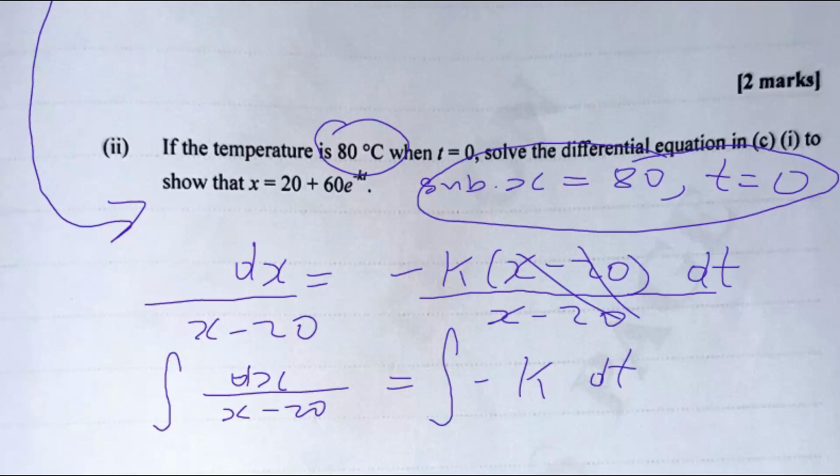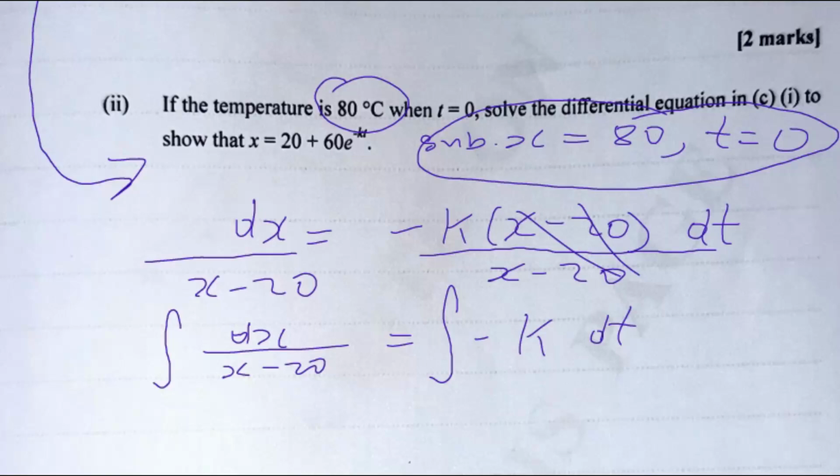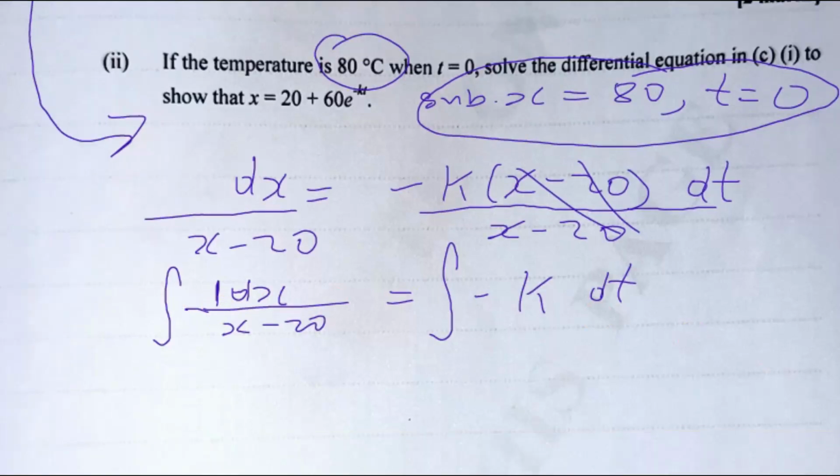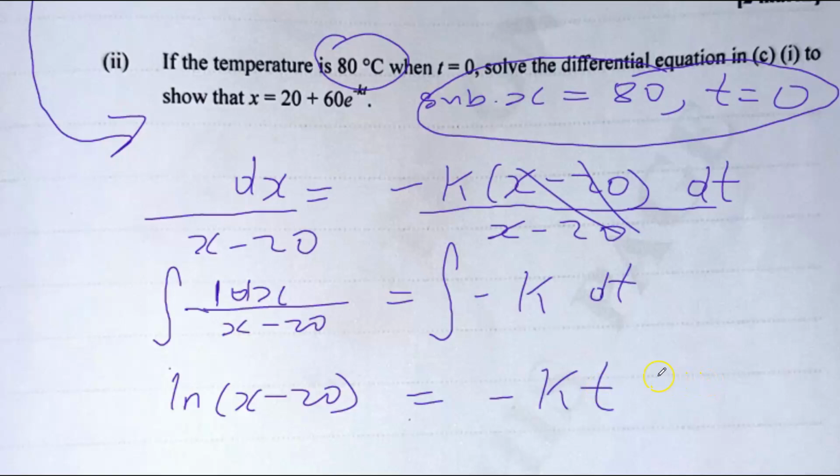On the left with respect to x, we have 1 over a linear function. The integral of that is log, remember the integral of 1 over x is log x. So the integral is ln of x minus 20. And if you differentiate ln of x minus 20, you'll have 1 over x minus 20. Integrating the constant gives a constant times time, with respect to time, plus c, of course.